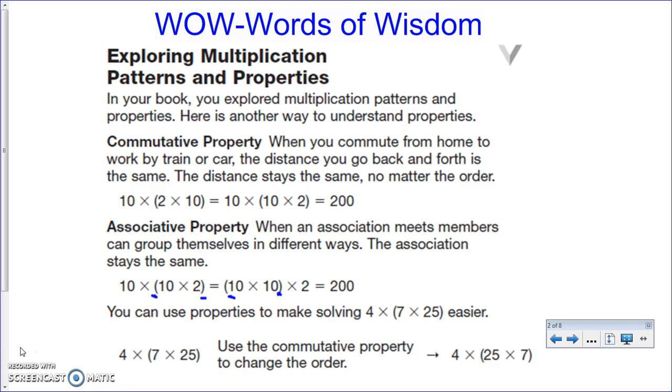We can also use the associative property. When an association meets, members can group themselves in different ways, but the association stays the same. It's the same group of numbers. So on this one, first thing we did in the commutative property is we switched the order of the 10 and the 2. Then, in this next property, the associative property, we've now moved the parentheses. So the two numbers we're multiplying first are 10 times 10, which we know is 100, and 100 times 2 gets us 200. So we can use the properties to make solving more complicated equations easier.